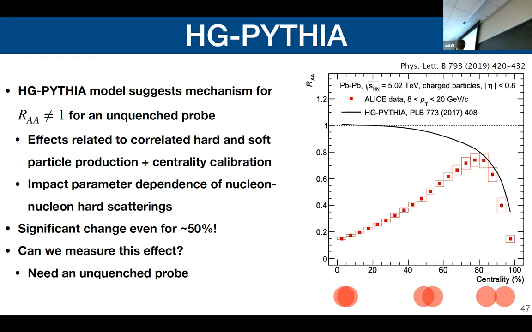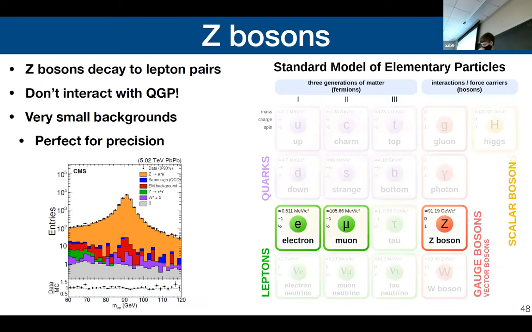So I looked at this and I said, okay, it's very interesting, but can we measure this black line, right? If we can measure it, then we can maybe prove that this model works. So for that, we need an unquenched probe, something that just goes through the medium. And in fact, there is one. So the Z boson is what we chose.